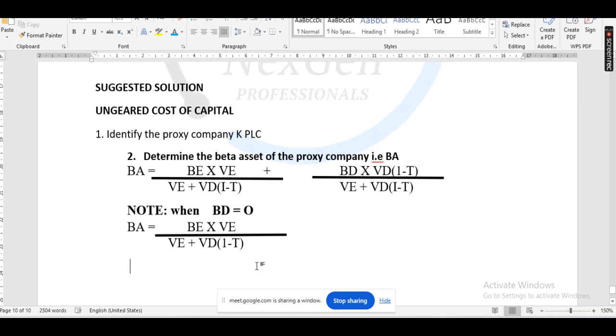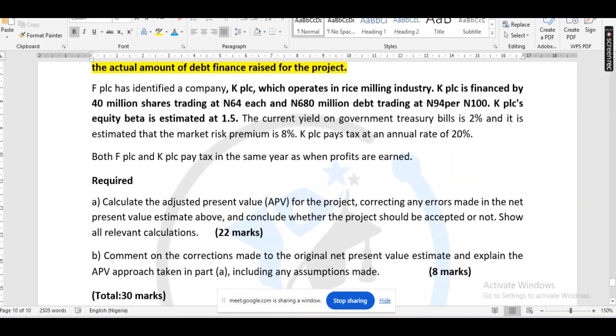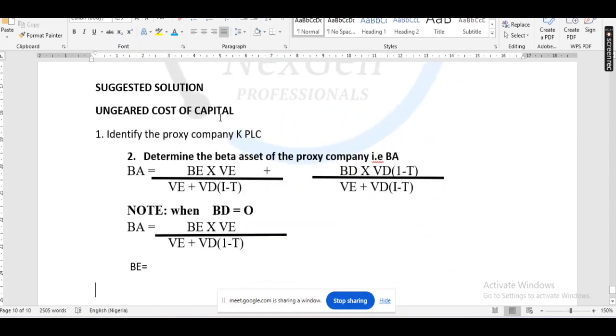So therefore, we will say BE. What is the equity beta of the proxy company, class? Okay, let me go back. 1.5, right? This is the equity beta of the proxy company, 1.5.